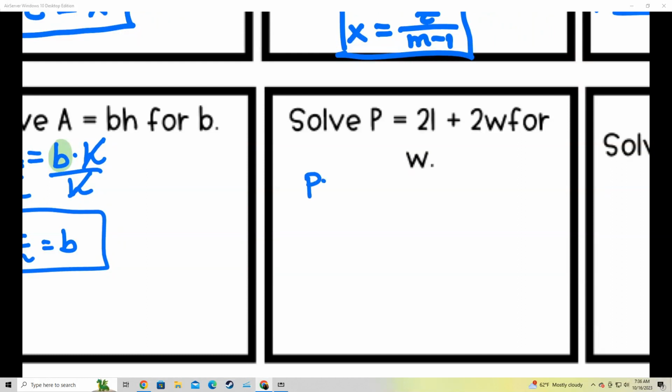Let's see. Solve p equals 2l plus 2w, and I want to solve for w. Now, again, there's a lot of things going on, right? I like to work with the stuff that's furthest away. So it looks like I'm adding two l's here. That's way far. Remember, we're going to get rid of that 2 at the very end because it's a coefficient. How do you get rid of adding two l's? You're going to subtract two l's from both sides.